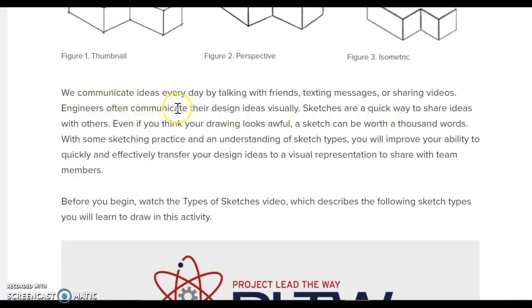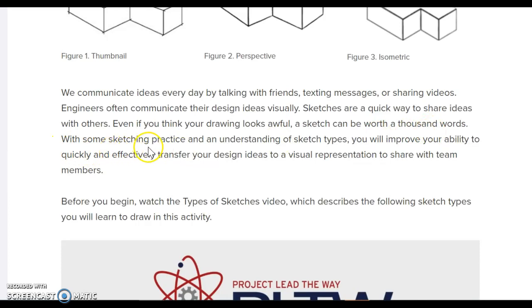We communicate ideas every day by talking with friends, texting messages, or sharing videos. Engineers often communicate their ideas visually. Sketches are a quick way to share ideas with others. Even if you think your drawing looks awful, a sketch can be worth 1,000 words.